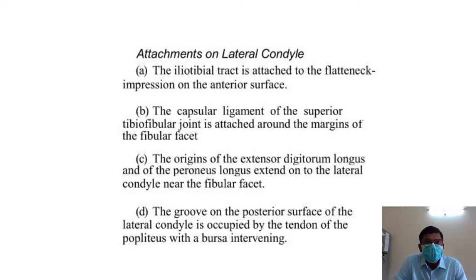Coming to the attachments of the lateral condyle. The iliotibial tract is attached to the flattened impression on the anterior surface. The capsular ligament of the superior tibiofibular joint is attached around the margins of the fibular facet. The origins of the extensor digitorum longus and of the peroneus longus extend onto the lateral condyle near the fibular facet. And lastly, the groove on the posterior surface of the lateral condyle is occupied by the tendon of the popliteus muscle with a bursa to avoid friction.